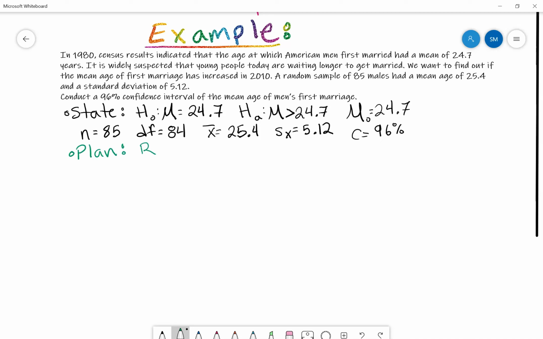The first thing is, is it random? And it says right here, random sample, so yes, it is random. The next thing is, is the sample size greater than or equal to 30? So 85, is 85 greater than or equal to 30? Yay! So it is normal by CLT.